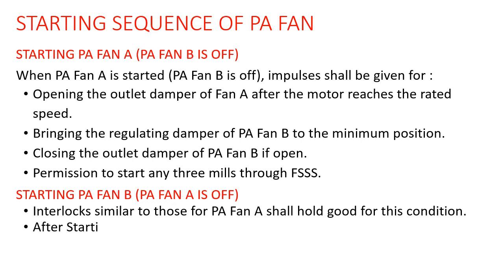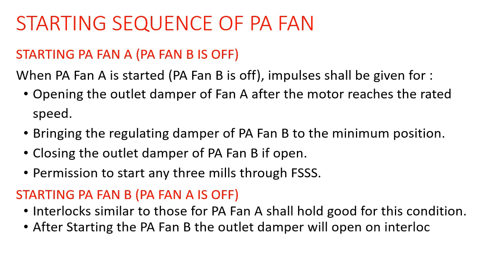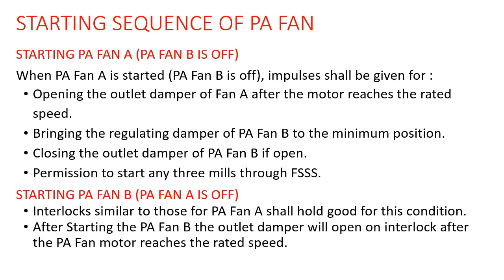So for the starting of PA fan B when PA fan A is off, the interlocks similar to those for PA fan A shall hold good for this condition. After starting PA fan B, the outlet damper will open on interlock after the PA fan motor reaches the rated speed. That is the same as PA fan A.